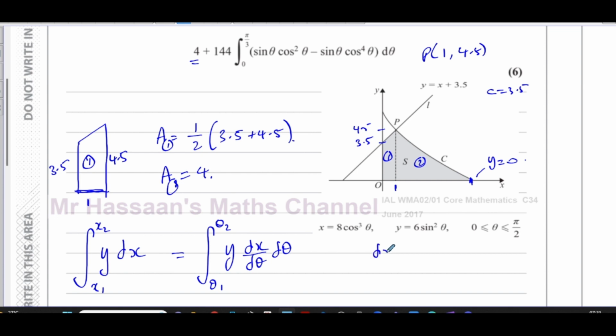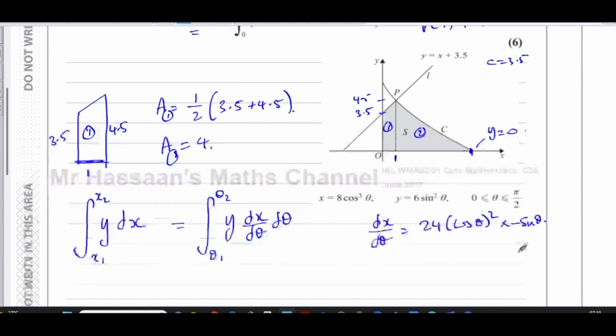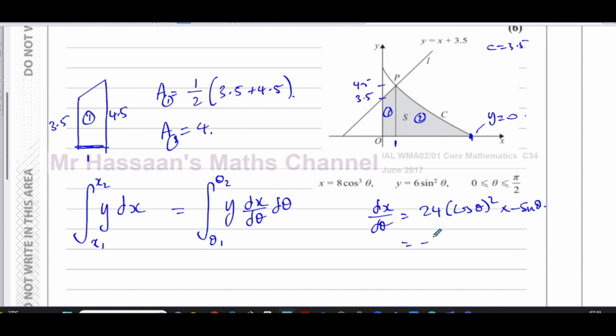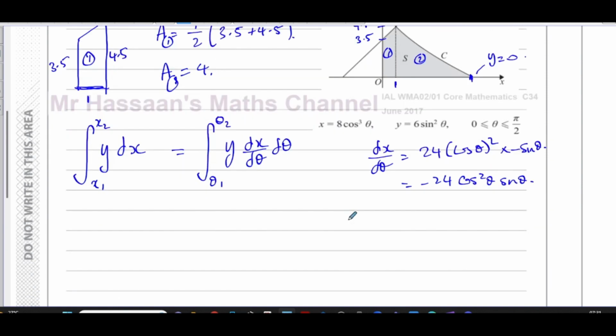We already worked that out, I think, in the other part. I'll just do it again. This is 3 times 8, which is 24, and this is cosine theta squared times minus sine theta. So dx/dθ is going to be negative 24 cosine squared theta times sine theta. That's dx/dθ. All right, so now we can replace everything that we need. I'll also find what theta 1 and theta 2 are before we continue.